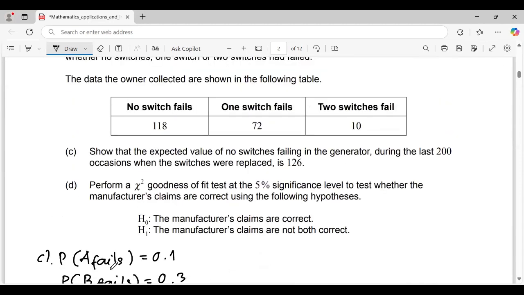Part G. Perform a chi-squared goodness of fit test at the 5% significance level. So alpha is 5%, 0.05. Test whether the manufacturer's claims are correct using the following hypotheses. For the null hypothesis, the manufacturer's claims are correct. And the alternative hypothesis, the manufacturer's claims are not both correct.